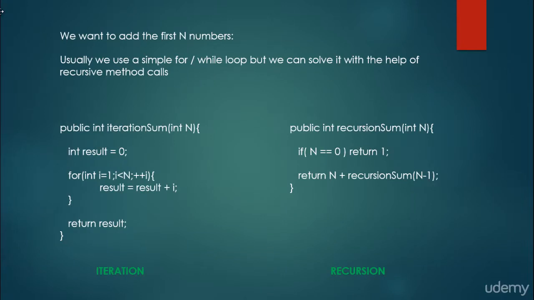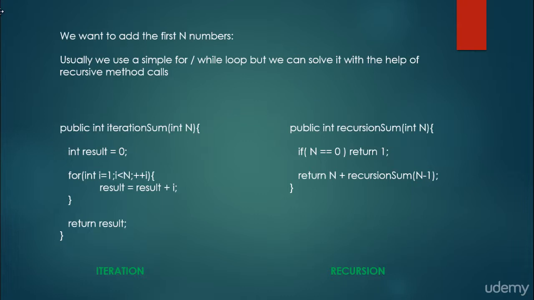So for example, we want to add the first n numbers. Usually we use a simple for loop or while loop, but we can solve it with the help of recursive method calls. So that's why it is very important to see that almost every problem can be solved either with iteration or with recursion. With iteration, it is just a simple for cycle, with i equals 1, i is less than n, which is going to add the result, increment the result by i, and of course return the result.